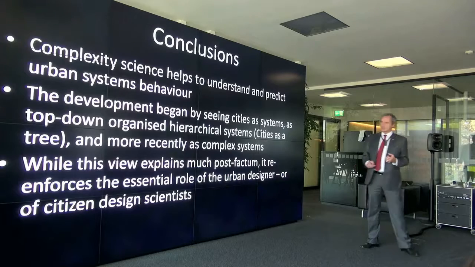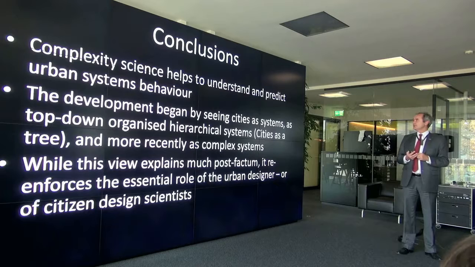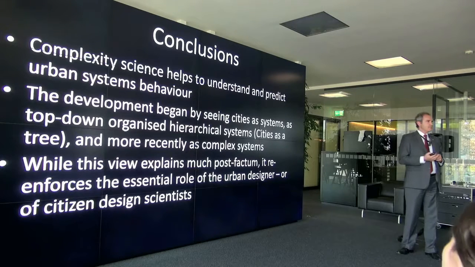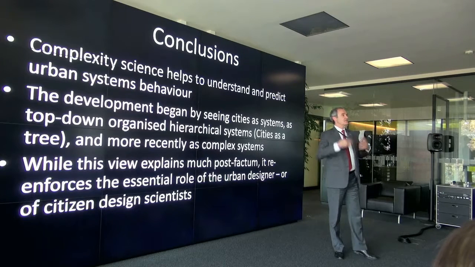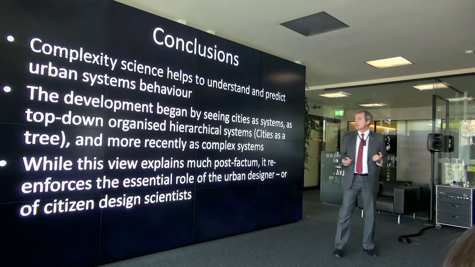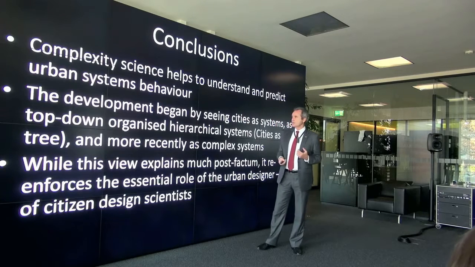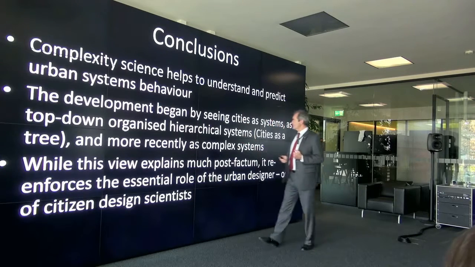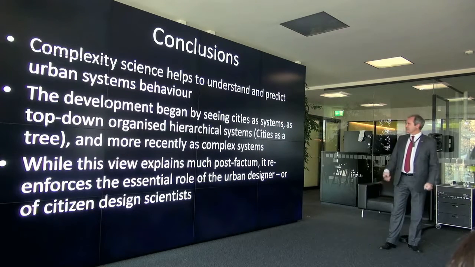So, complexity science, as this new type of science, should help to understand and predict urban systems' behavior. I say systems' behavior. Some people say the systems in themselves: predict the systems, the growth of the system, the behavior of the systems in themselves. I wouldn't go so far at this moment, because prediction is a pretty strong word. The development began by seeing cities, or realizing or modeling cities, as systems. That's a quite old approach, but a very valid approach.